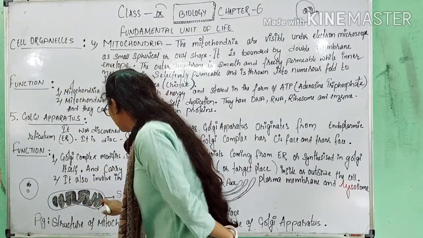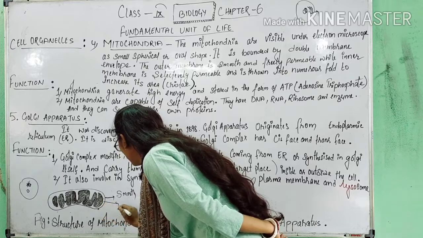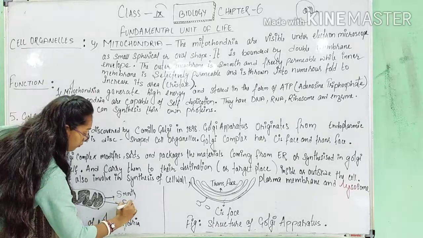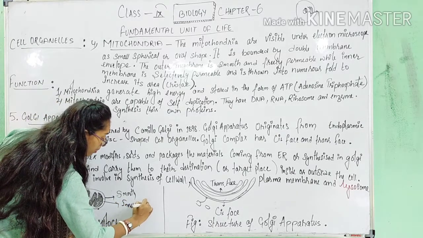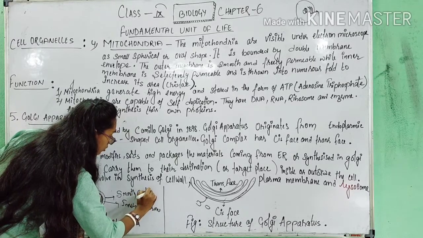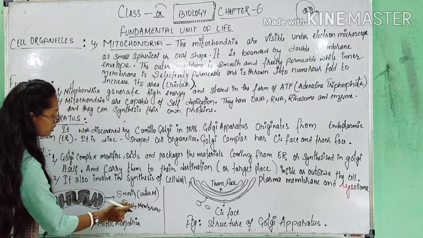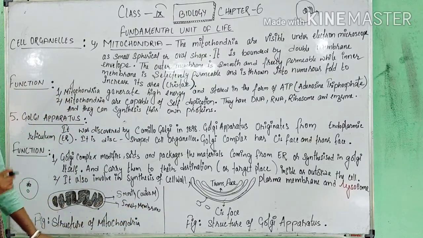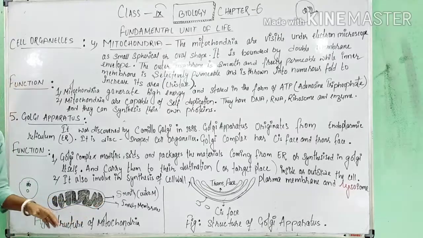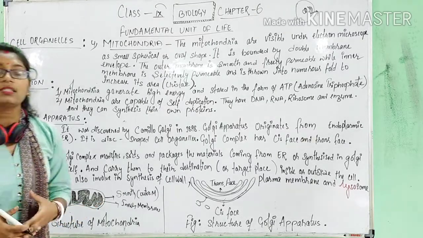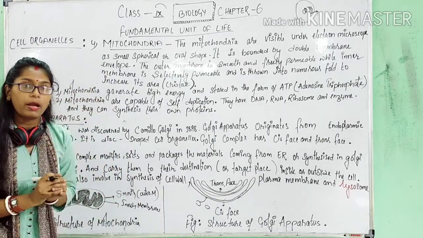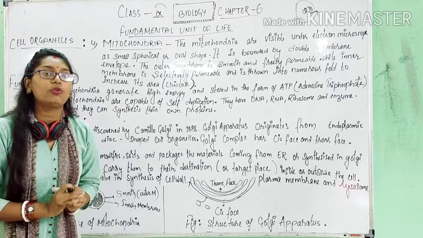But here, this is the inner membrane. This part is the inner membrane, and this is the outer membrane. So this inner membrane is actually a selectively permeable membrane. The inner membrane will select the useful substances which are required, and only those will be allowed to enter the mitochondria.